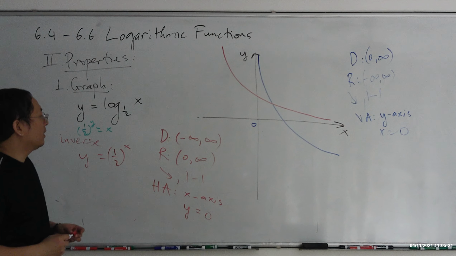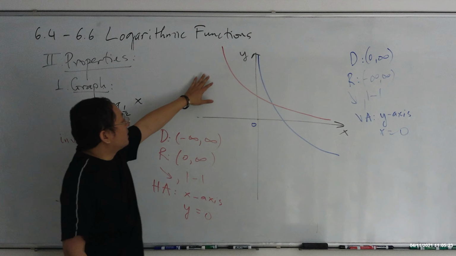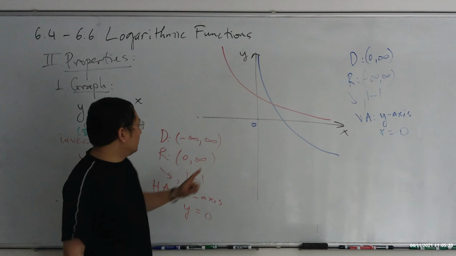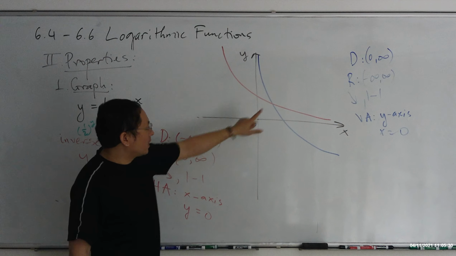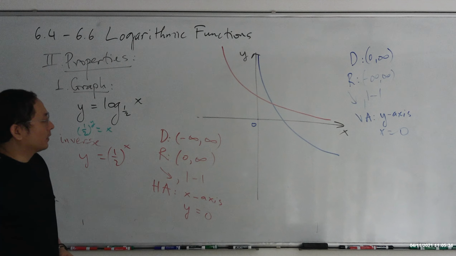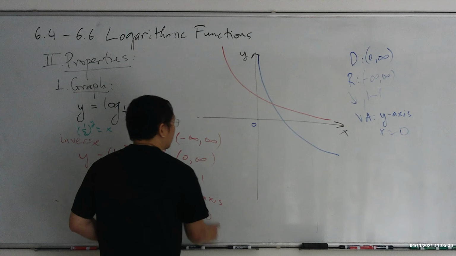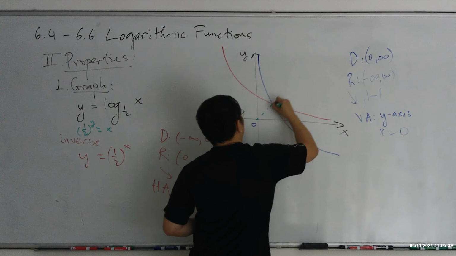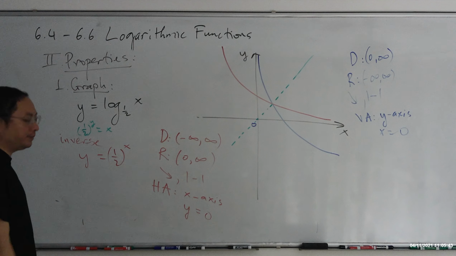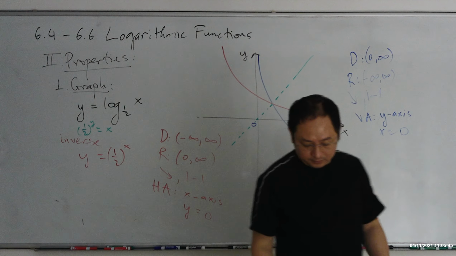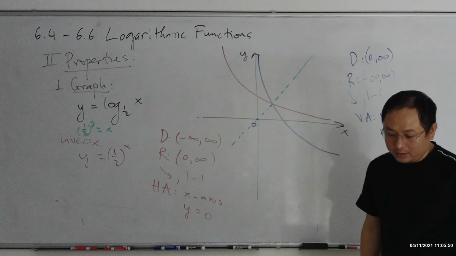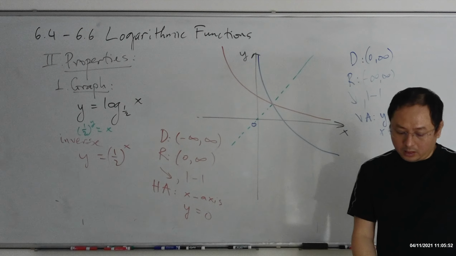And you compare the properties between the red graph and the blue graph. You see domain becomes range, range becomes domain. Vertical asymptote becomes horizontal, and vice versa. And of course, the two graphs are also symmetrical about this bisector. So those are the basic properties of the log function.